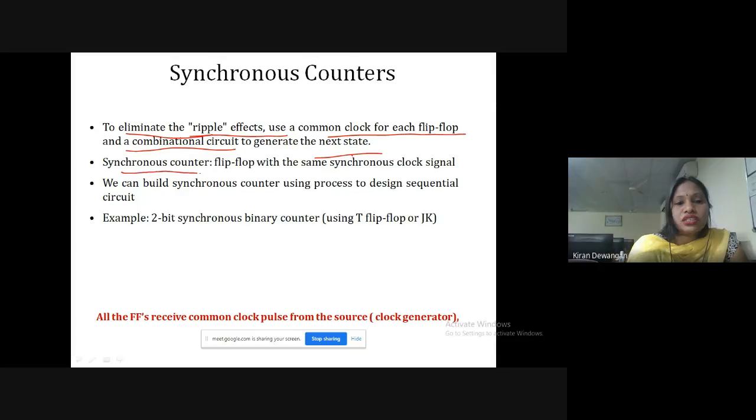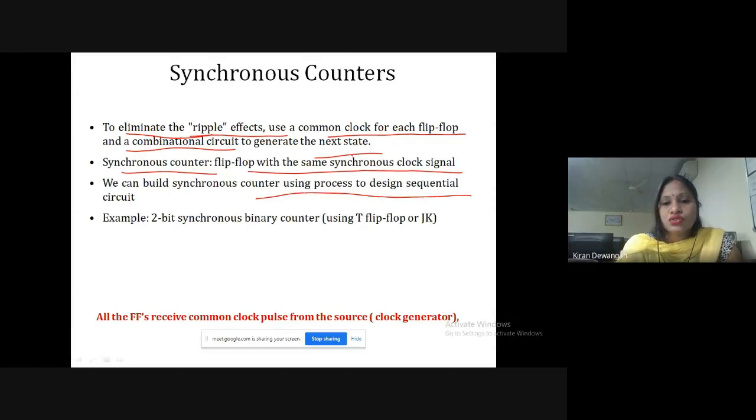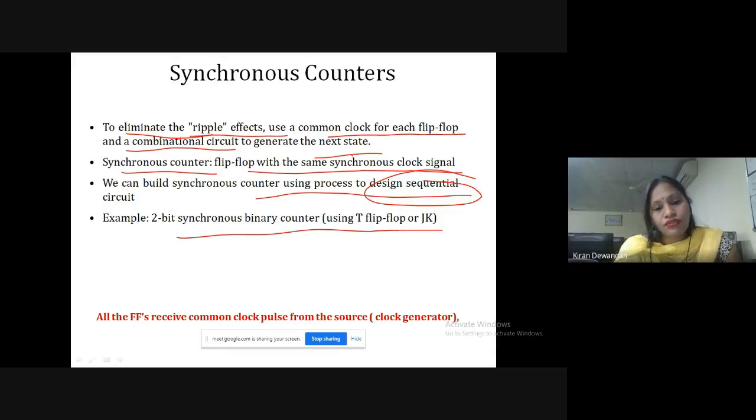Now synchronous counters use flip-flops with the same synchronous clock signal. So we are giving the clock signal to all the flip-flops. We can build synchronous counters using the process to design sequential circuits. We can design synchronous counters through sequential circuits. 2-bit synchronous binary counter using T flip flop or JK flip flop. We can either make use of T flip flop or JK flip flop. As we have already seen, JK flip flop is also used and T flip flop is also used.